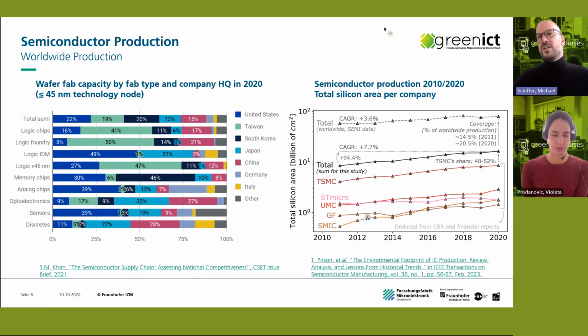But you can also see that some of the companies are more stagnating. Some of them are going higher and higher. But overall, it really shows that more and more companies are building more fabs, especially now with all the CHIPS Act programs around the globe.